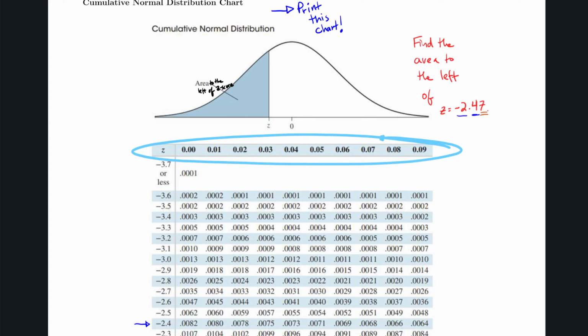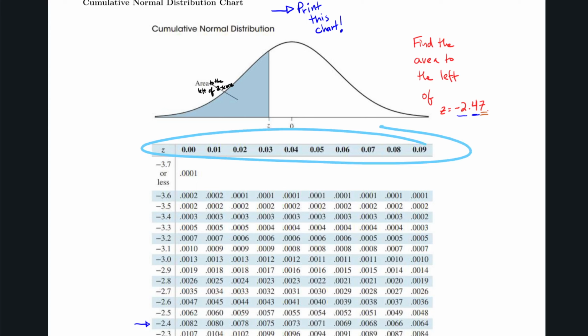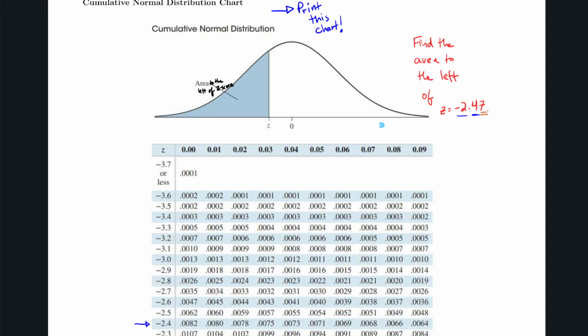Do you see how across in both directions it says z-score here, z-score here? But the vertical section is the whole number and the first decimal place after it. And then the horizontal section is the second decimal place to the right. So since we care about 0.7, we're interested in this, 0.007, because negative 2.47 is what we're looking for.